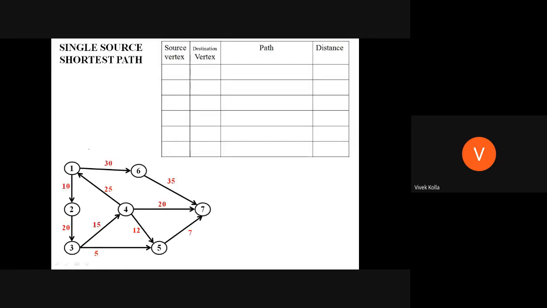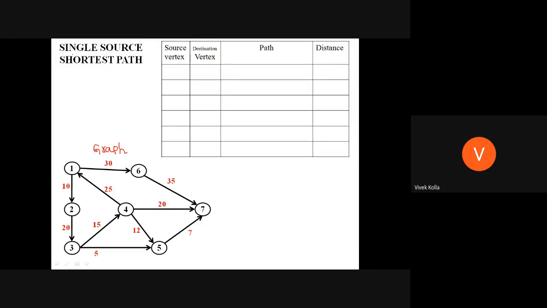So let us consider a graph like this, where this graph contains 7 nodes or 7 cities. Between every city, weights are represented. Weights or distance. That is, from city 1 to city 2 the distance is 10, from city 2 to city 3 the distance is 20, from city 3 to city 4 the distance is 15.